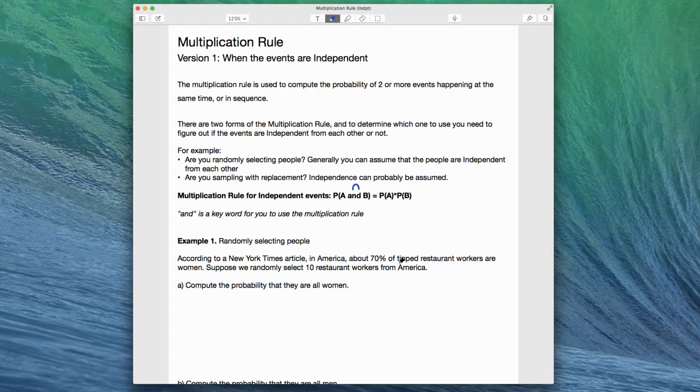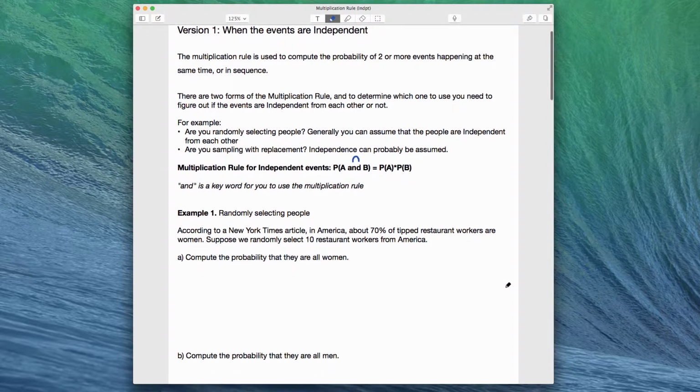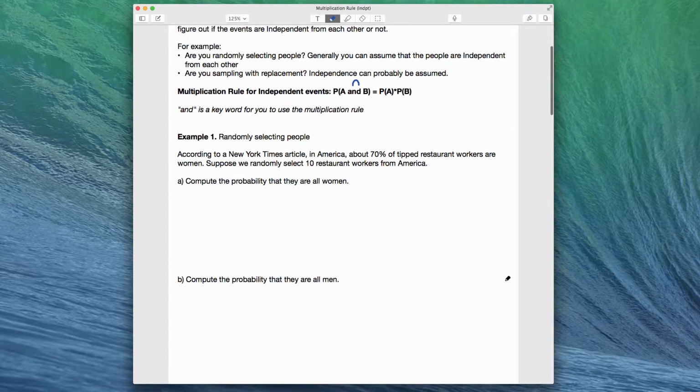So here's an example from an article that I was reading. It says that in this New York Times article, in America, about 70% of tipped restaurant workers are women. And let's suppose that we randomly select 10 restaurant workers from America. So our question is, compute the probability that they are all women. We know in general that you could go to a person and they have a 70% chance of being a woman if they work in a restaurant and are tipped. We want to find the probability that we get 10 women.